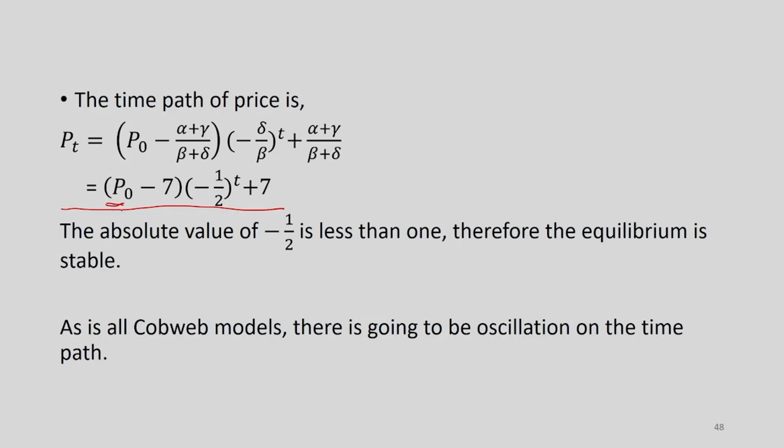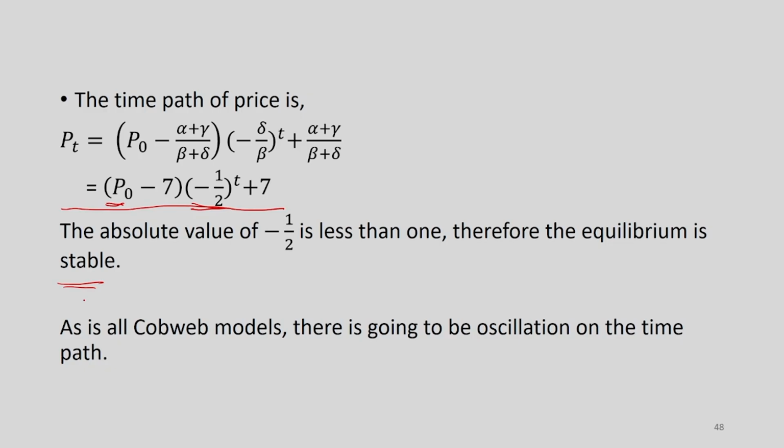P0, remember, is not known to us, it is a constant, it is the initial price. So, unless we have some information of what the initial price was at time t is equal to 0, we cannot say anything about P0. But that does not hinder us from saying something about the stability, because the stability depends on this, right. The absolute value of minus half is actually half, which is less than 1. Therefore, the equilibrium is stable.